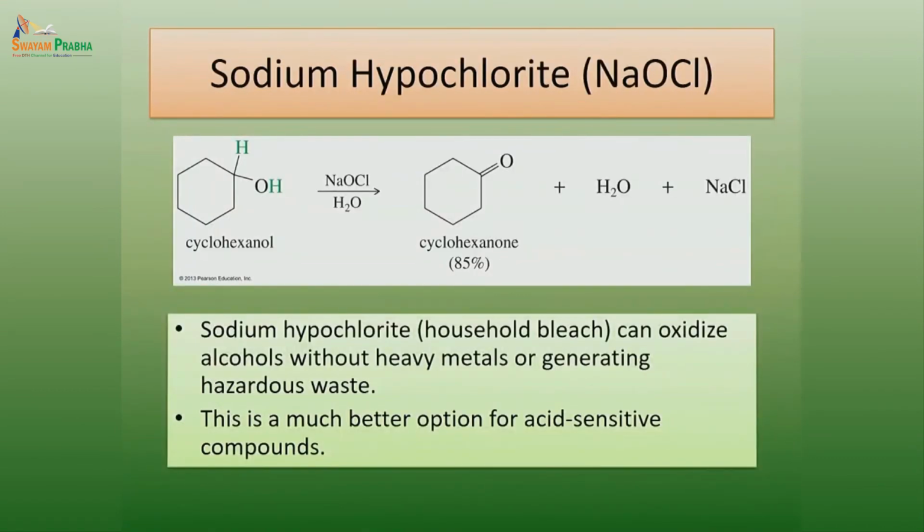Sodium hypochlorite is another oxidizing agent which can also oxidize cyclohexanol to cyclohexanone. This is commonly used as household bleach. And this compound is a better option for acid sensitive compounds.